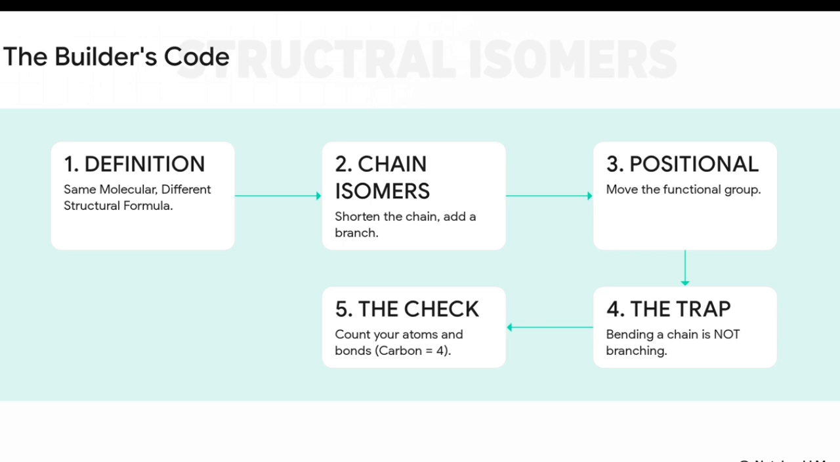3, for positional isomers, you just move the special part, that functional group, to a new address on the same chain. 4, do not fall for the bent chain trap. Use that pencil test to be sure. And finally, number 5, your final check, always count your atoms and make sure every single carbon has 4 bonds.